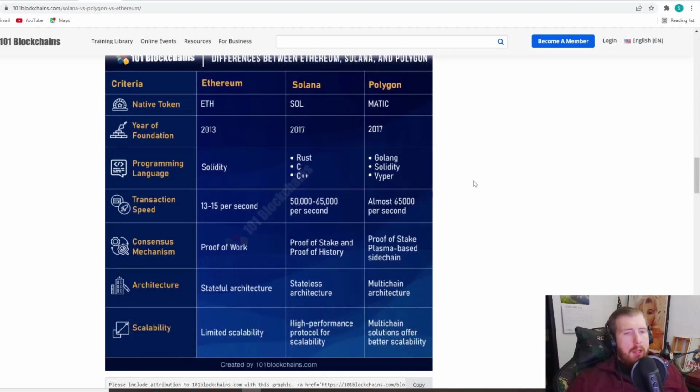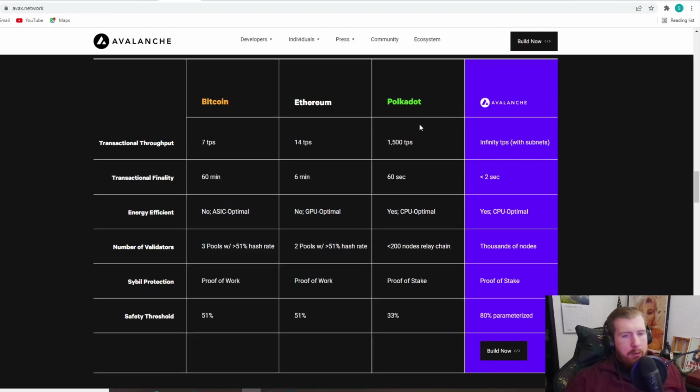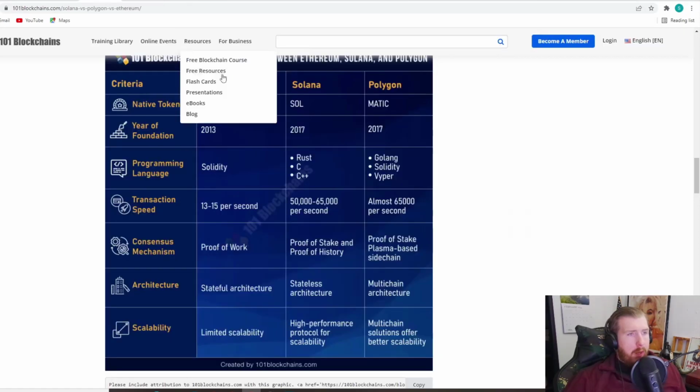Polygon is great because it supports Solidity. Avalanche also supports Solidity for the programming language, which is also the only programming language for Ethereum, which is good because you're going to get a lot more developers that know Solidity versus Rust, which is the programming language of Solana. And this is where I got the 65,000 transactions per second for this. So Solana, Polygon, and Avalanche are all proof of stake. So we got a three-way tie going there.